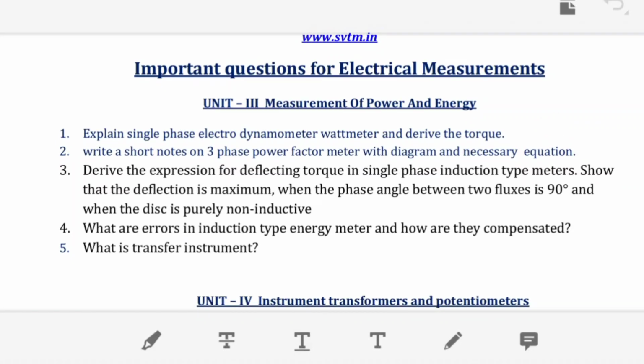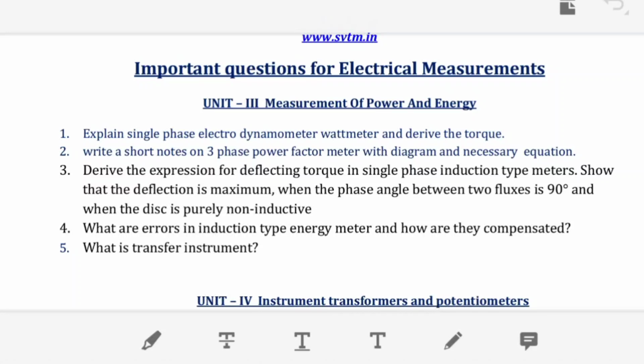Write short notes on 3-phase power factor meter with the diagram and necessary equations. Dynamometer type power factor meter. Next, another one is deflecting torque, controlling torque. Derive the expression for deflecting torque in single phase induction type energy meter. Show that deflection is maximum when phase angle between two fluxes is 90 degrees. That is the energy meter construction. According to the construction, by adjusting the shading bands, you will get 90 degrees.